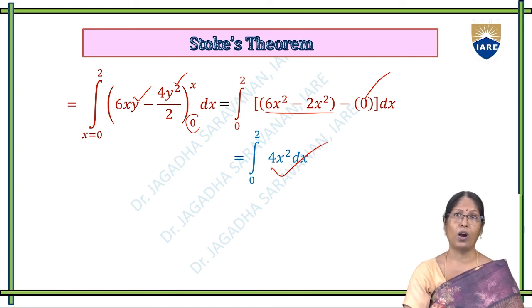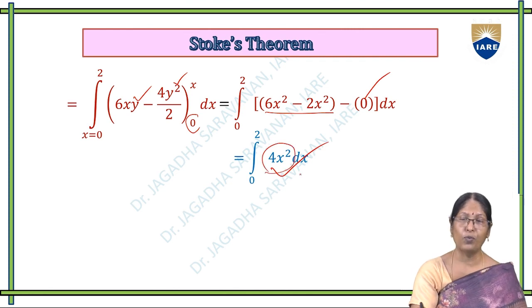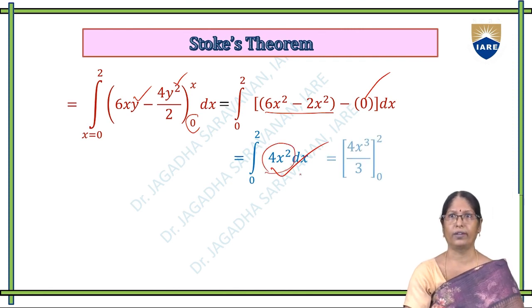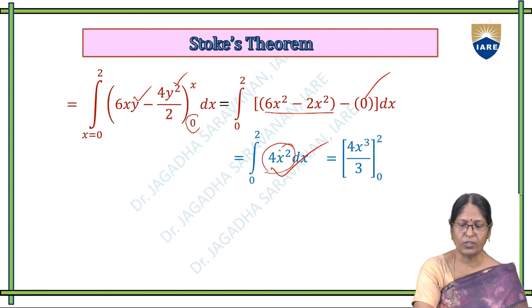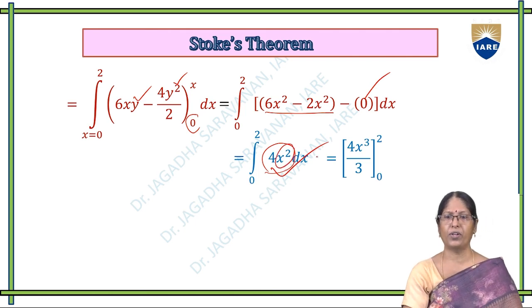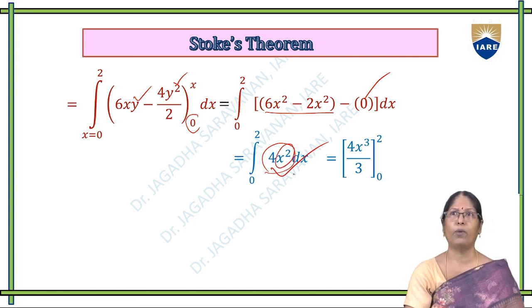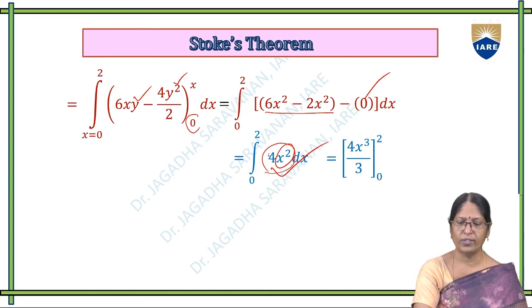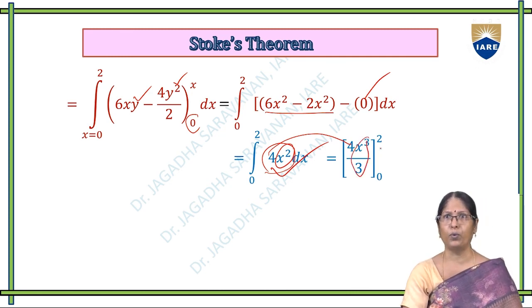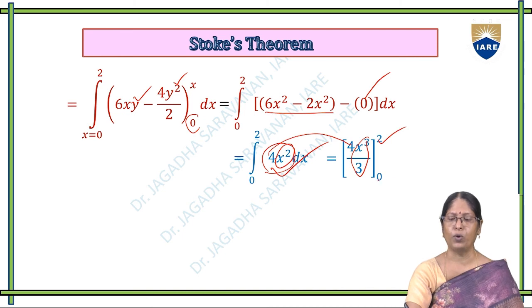Now we will move to our outermost integral, from 0 to 2. This part is 4x square dx. So this x square is a simple integration, 2 plus 1 divided by 2 plus 1. 4 is written as it is, and the integrated x square gives x cube by 3, with upper limit value 2 and lower limit value 0.